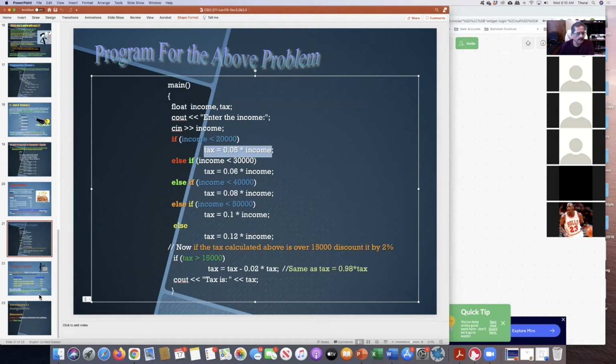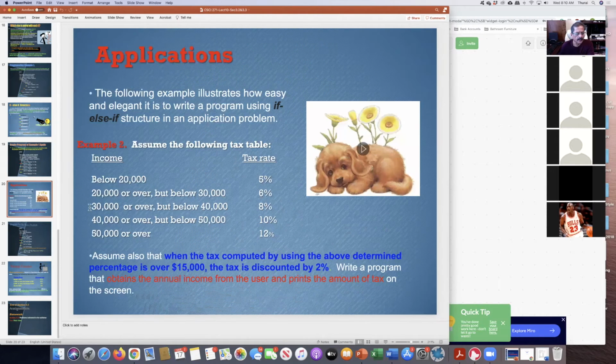Else if, that means the second bracket is 20,000 or more, but below 30,000. But that doesn't mean I have to write two inequalities, because I have already written income below 20,000. So only if income is not below 20,000, it will go to the else part. That means it is already over 20,000, and I don't have to check this part. It's a common error to write that second inequality, which is unnecessary work for the computer. Comparison is also work, so you should minimize the work. So after below 20,000, I only have to write this because I'm writing else.